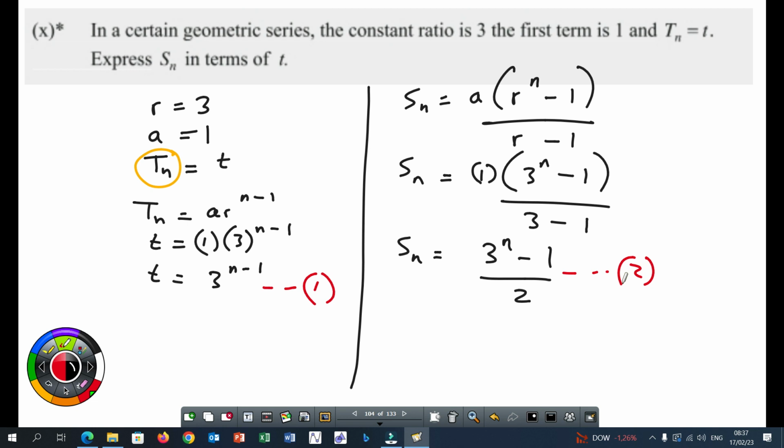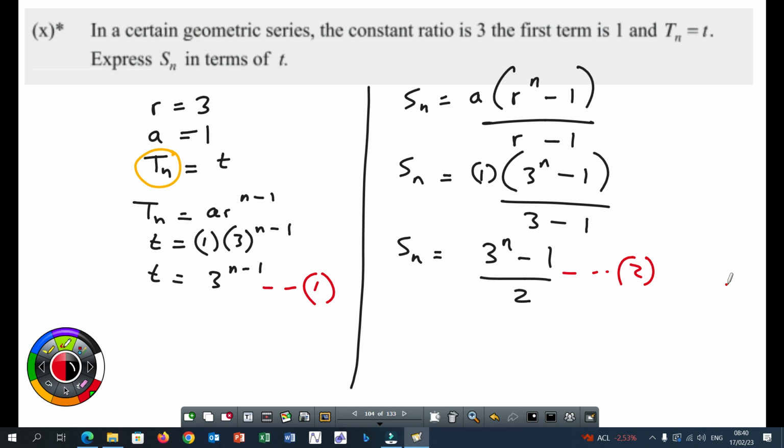Okay, I'll give you 1 minute. You do it. Make 3 to the power of n the subject and substitute the answer into equation 2. I'll give you 1 minute. Make 3 to the power of n the subject in the first equation.